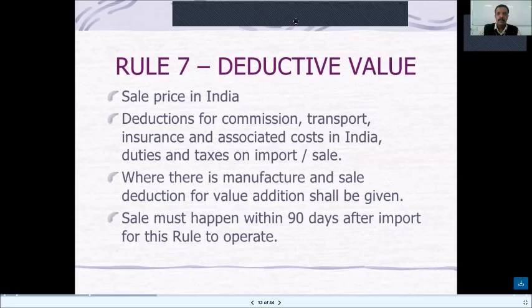Deductive value. What do we mean by deductive value? Again, the sale price in India will be taken, in Indian rupees. Deductions for commissions, transport, insurance and associated cost in India, duties and taxes on import or sale. Where there is manufacture and sale, deduction for value addition shall be given. Sale must happen within 90 days after import for this rule. Whenever some machinery or some product is being imported and there is some value addition given to the product, in such cases, deductive value applies.